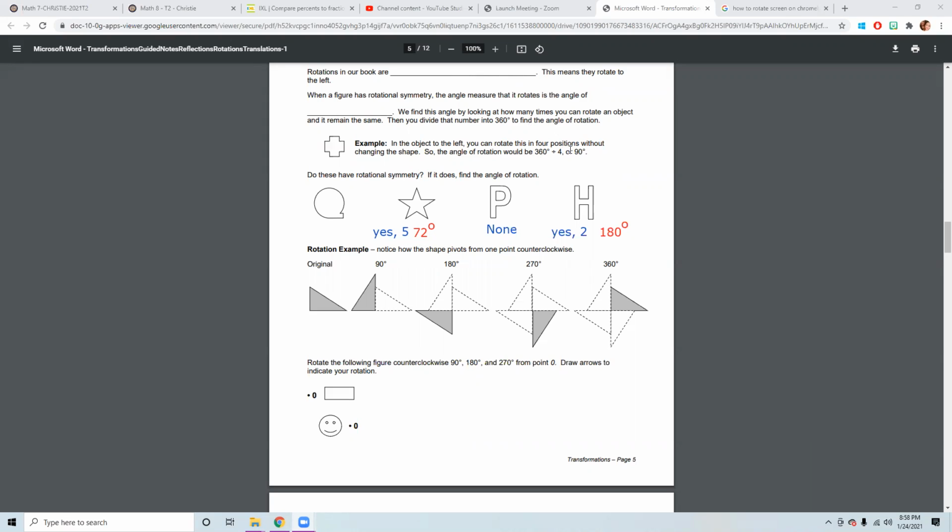If I take 360 and divide it by 5, I'm going to get 72 degrees. This P has none. But this H has 2 because I can flip it 180 degrees and it still looks like an H.